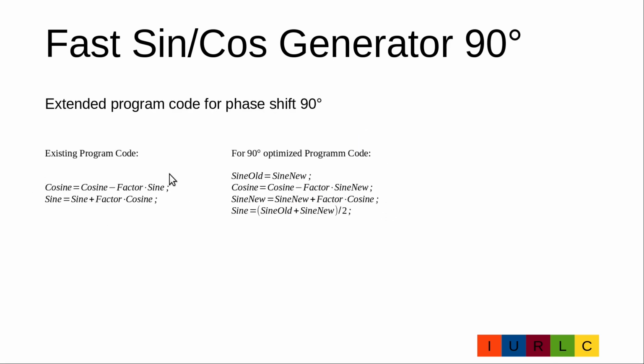Here is our program code from the last video. To distinguish the sine from our last step and the sine from the actual step, we need 2 different variables. Before we do a calculation step, we store our actual value in the previous value: sine old is sine new. Now we perform one step. Cosine is cosine minus factor times sine new. Sine new is sine new plus factor times cosine. And finally we calculate the mean value of sine old and sine new: sine is sine old plus sine new divided by 2.